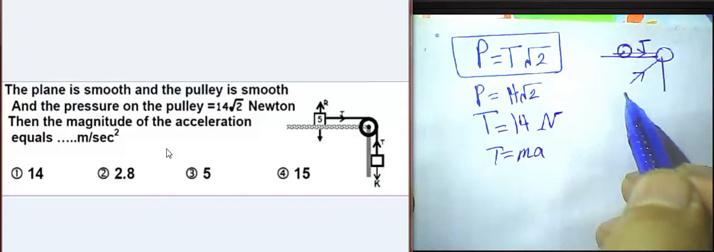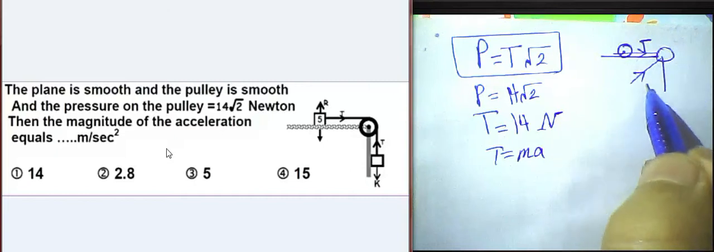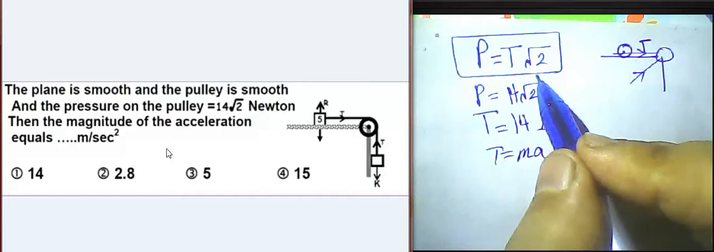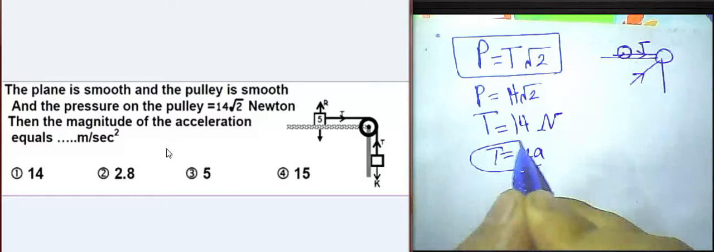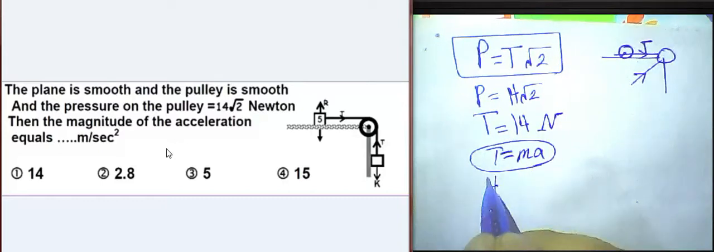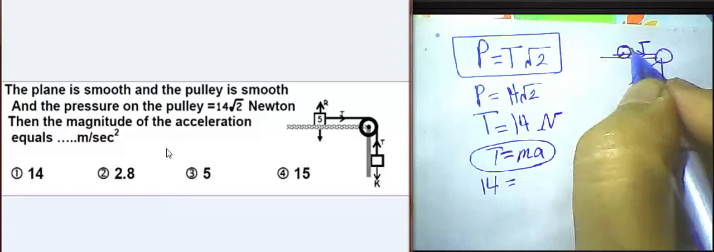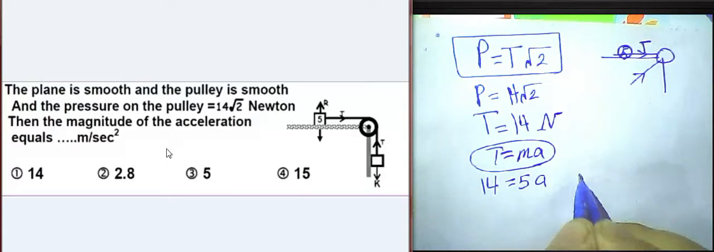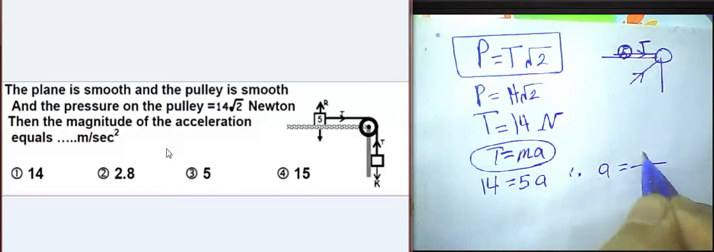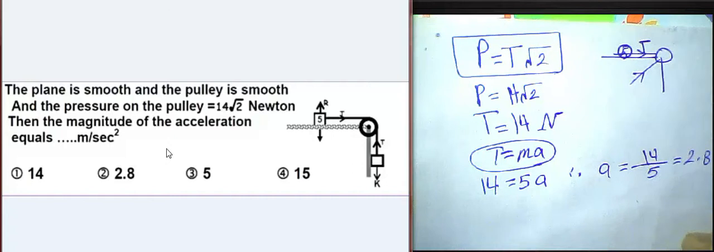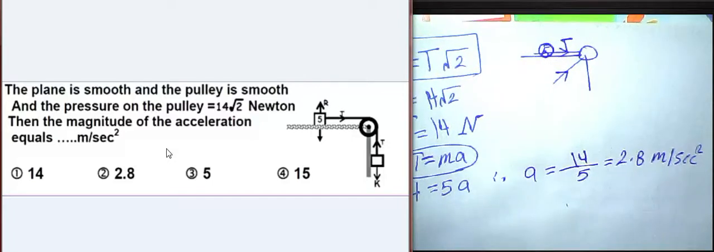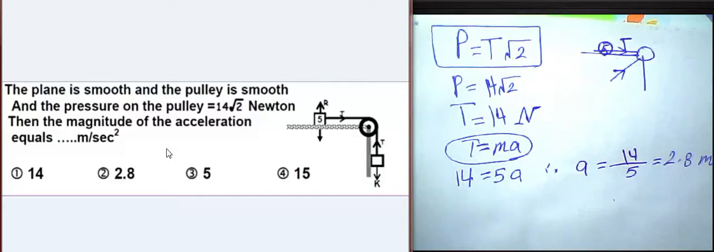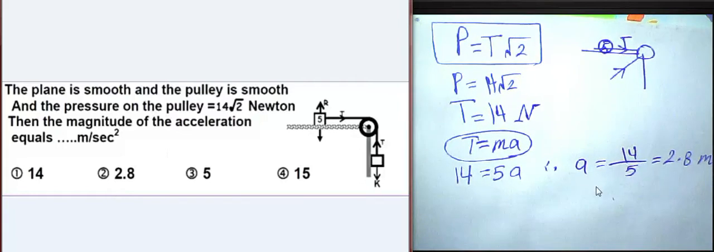Okay, the plane is smooth and the body is smooth, and the pressure on the body is 14 root 2 Newton. Then the magnitude of acceleration equals blank, we have T equal ma from Newton rule. Then we can write here 14 equal, the weight, he gives us the weight, which is 5, times acceleration. We can find the acceleration by dividing by 5. 14 divided by 5, the result will be 2.8 meter per square second. Okay, so the result will be 2.8. We must choose number 2.